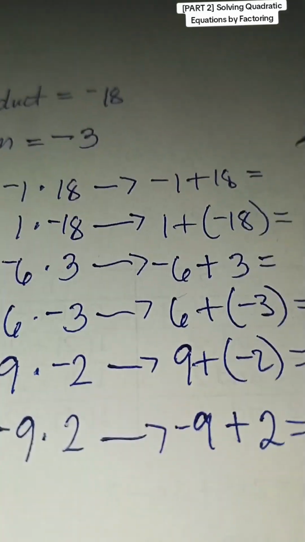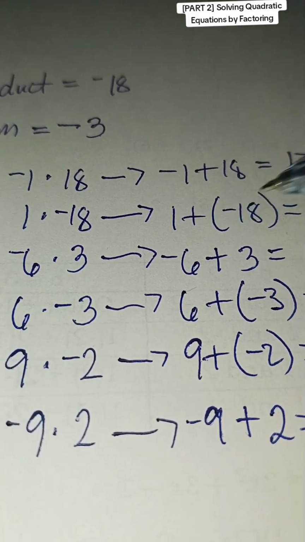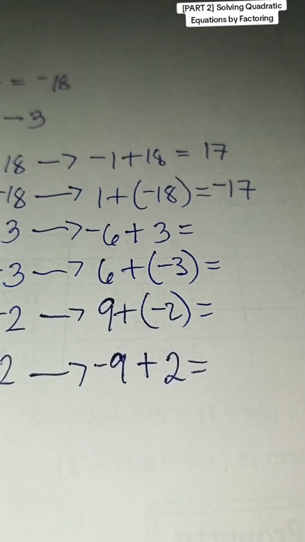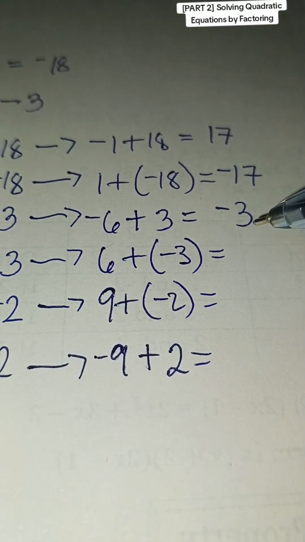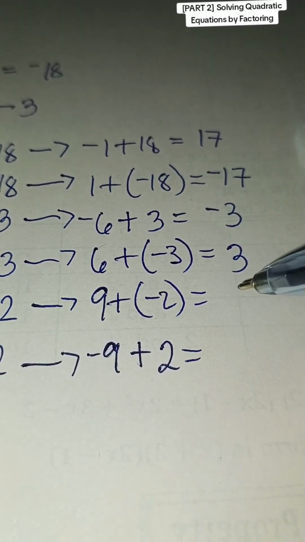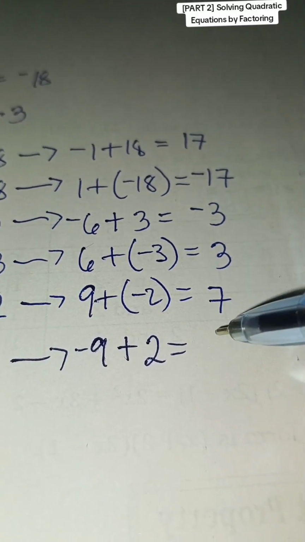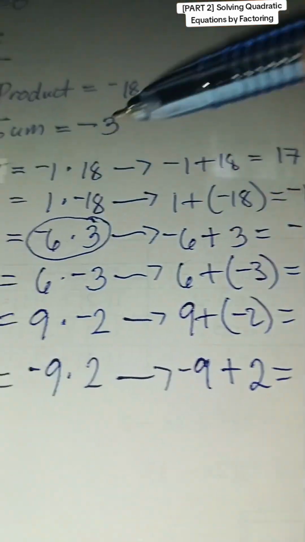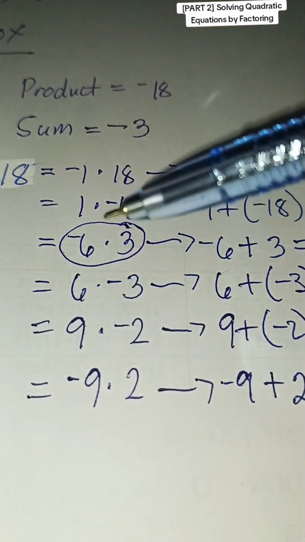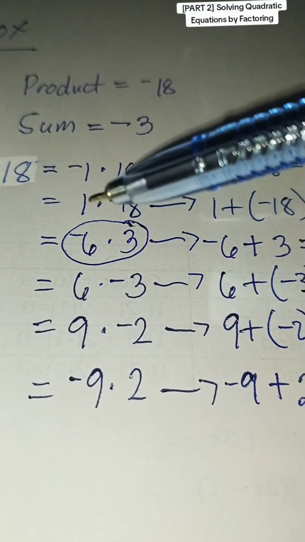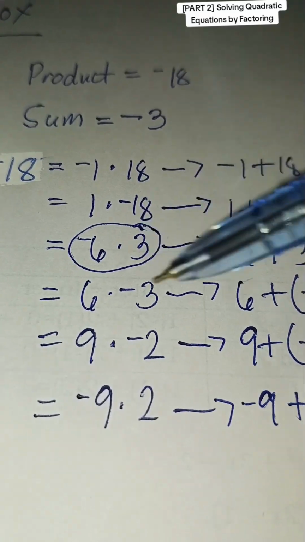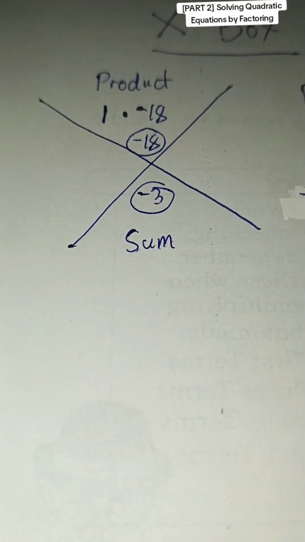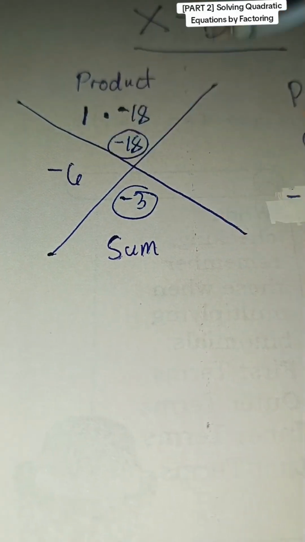So negative 1 plus 18, that is 17. So 1 plus negative 18, that is negative 17. Negative 6 plus 3, that is negative 3. 6 plus negative 3, that is 3. 9 plus negative 2, that is 7. Negative 9 plus 2, that is negative 7. So, mo ni siya ang atong gipangita nga numbers, negative 6 og 3. So, negative 6 times 3 equals negative 18. Then, negative 6 plus 3 is negative 3. So, these are the two numbers that we're looking for. So, that is negative 6 og 3.